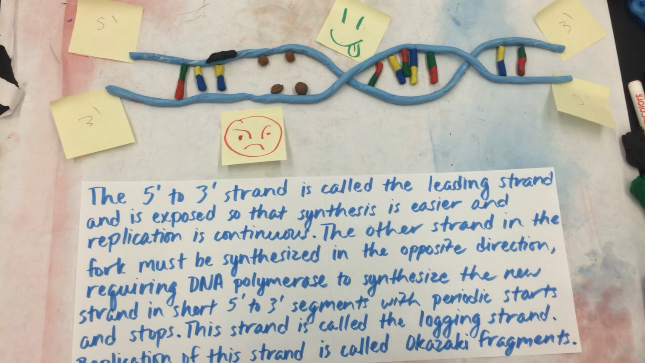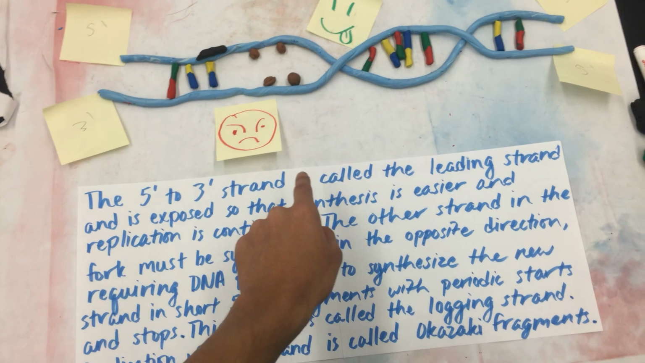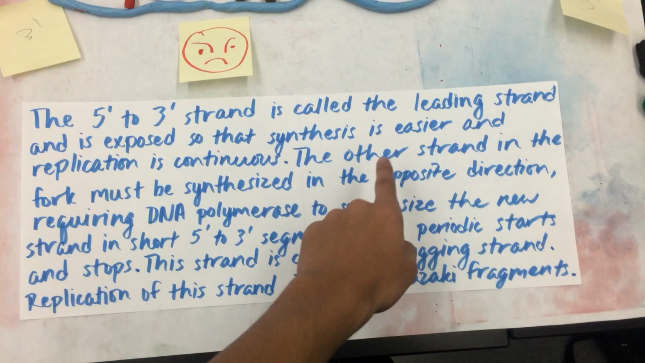The other strand in the fork must be synthesized in the opposite direction, requiring DNA polymerase to synthesize the new strand in short 5' to 3' segments with periodic starts and stops. This strand is called the lagging strand. Replication of this strand is made in segments called Okazaki fragments.